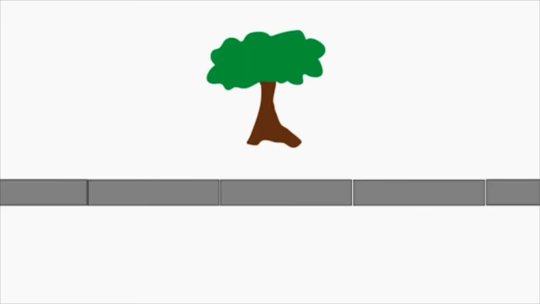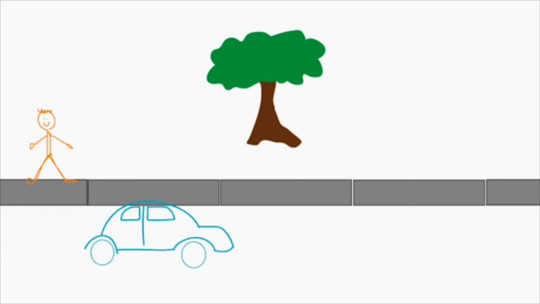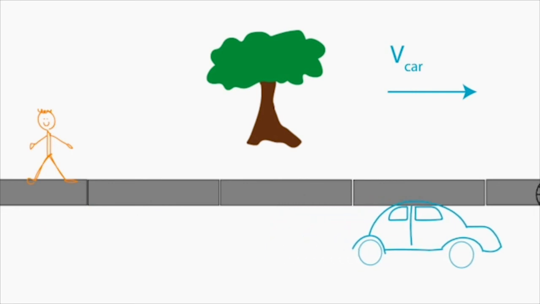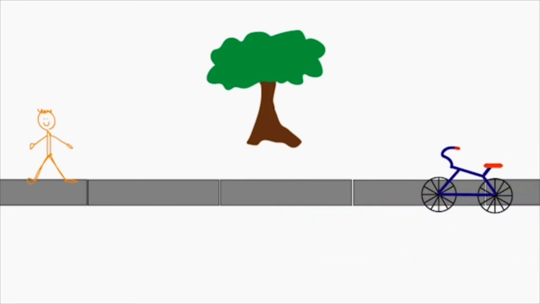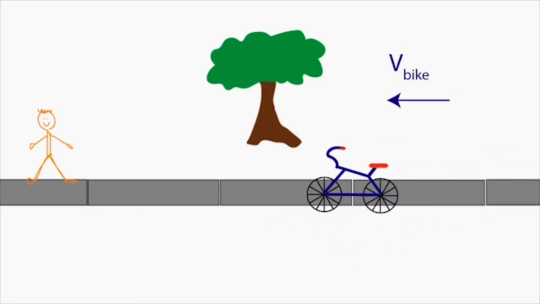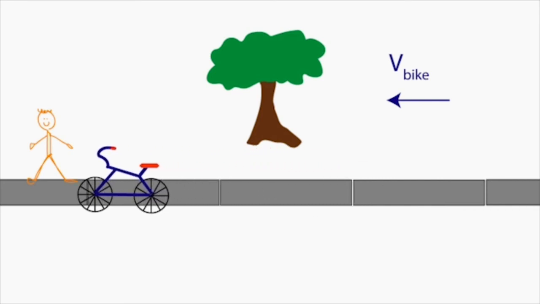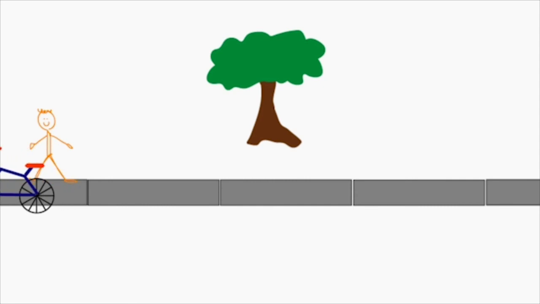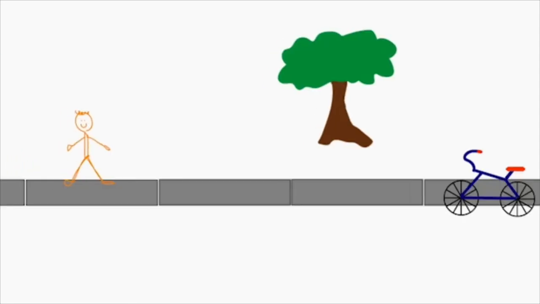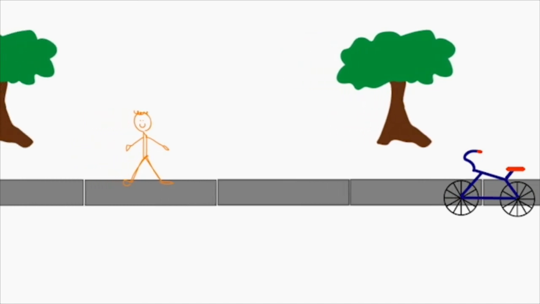Let's say that an observer is standing on the sidewalk, and that observer sees a car drive past to the right at a speed of v car. The observer also sees a bike that's riding to the left at a slower speed, v bike. Now, I'm interested in what the car looks like from the perspective of the bike.